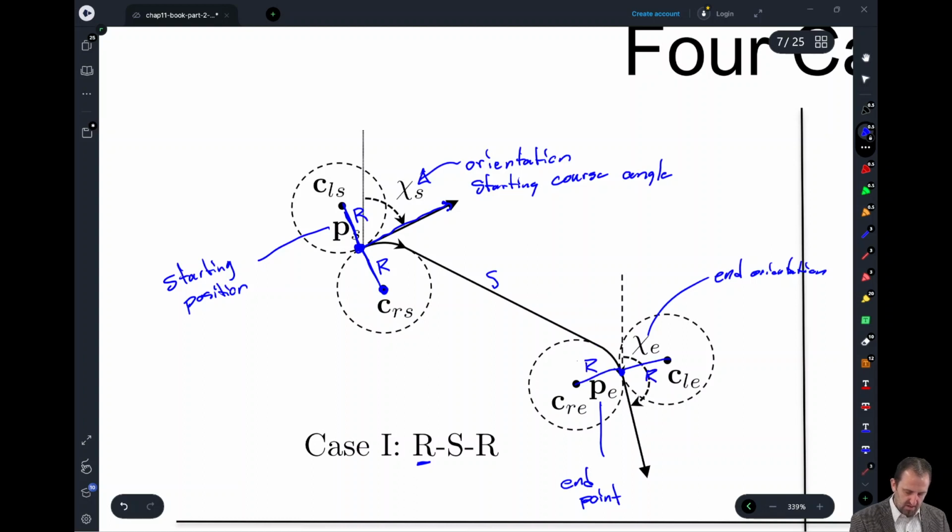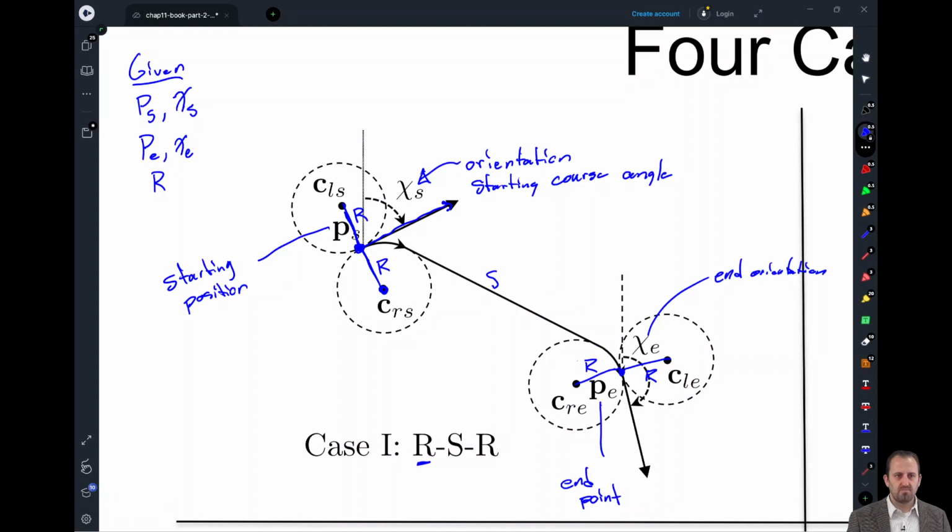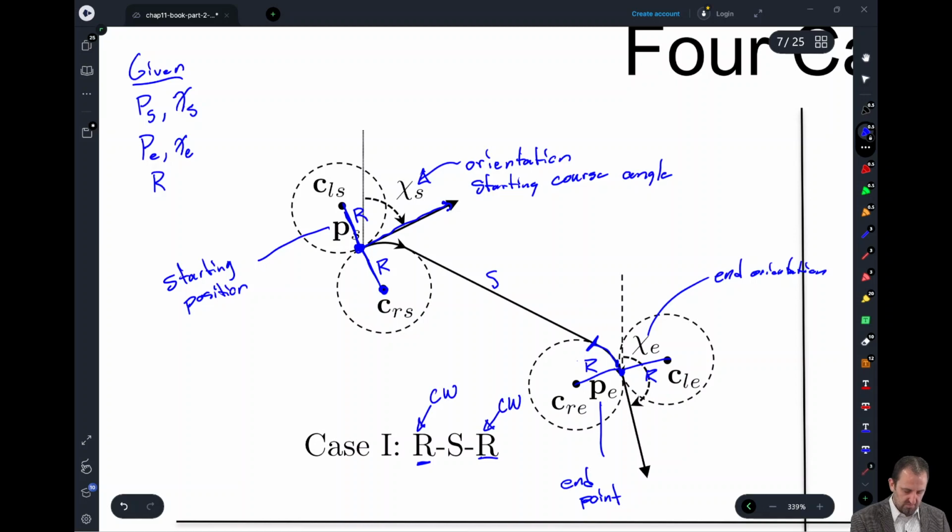So when we're talking about our Dubins paths, what we're given is our starting configuration, our ending configuration, and the radius of the circle that we can go about. Those are the parameters that define our Dubins path. In this case, when we end, we're again turning in a clockwise rotation. Remember that R is clockwise rotation.